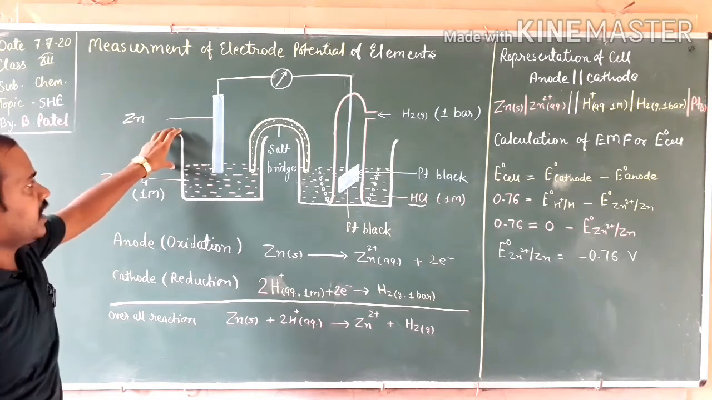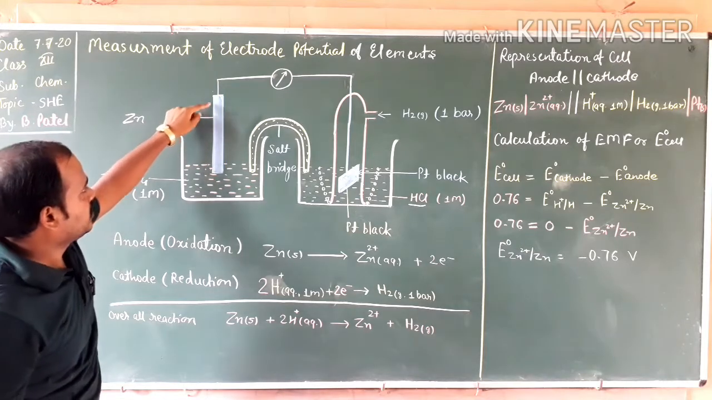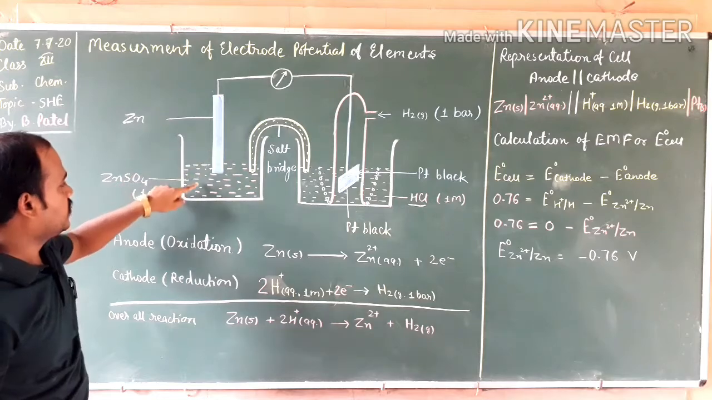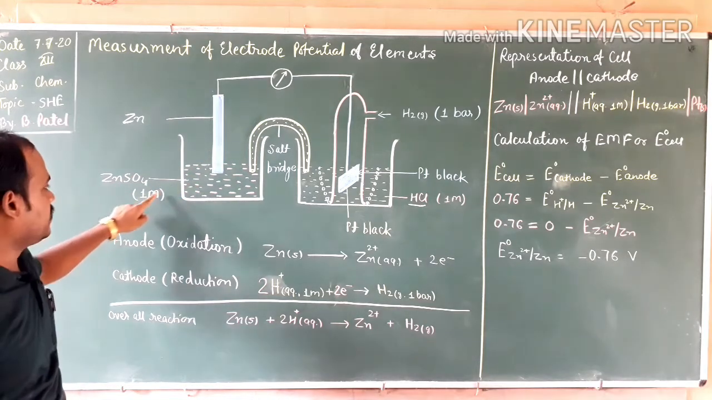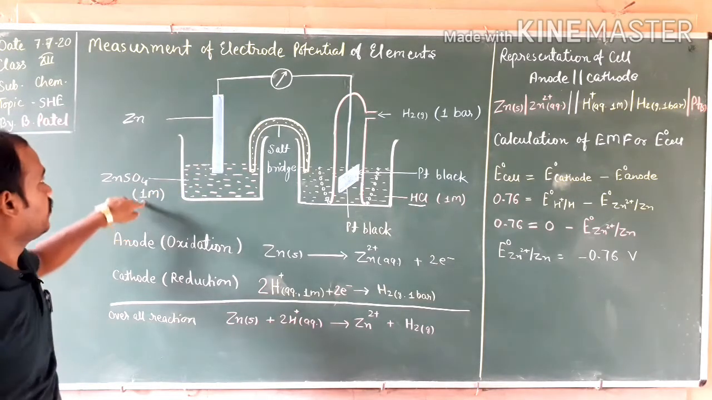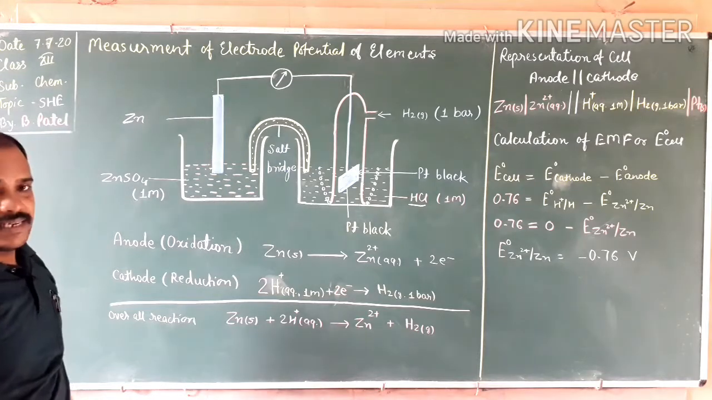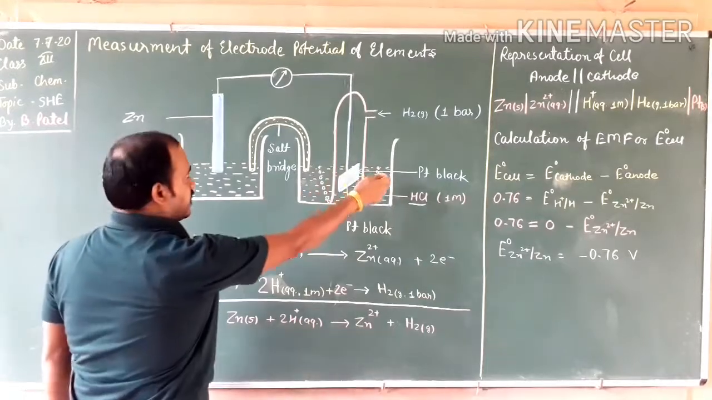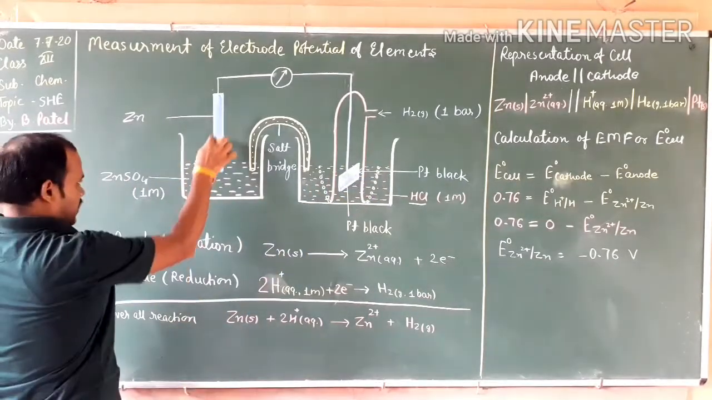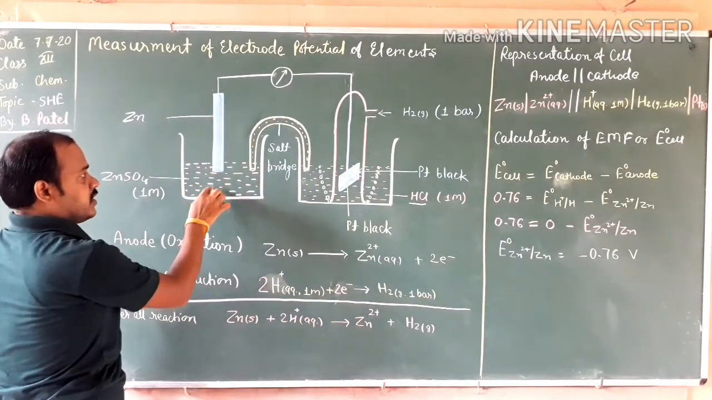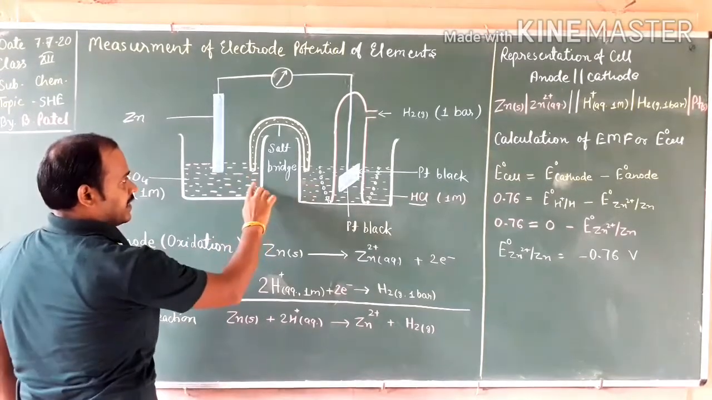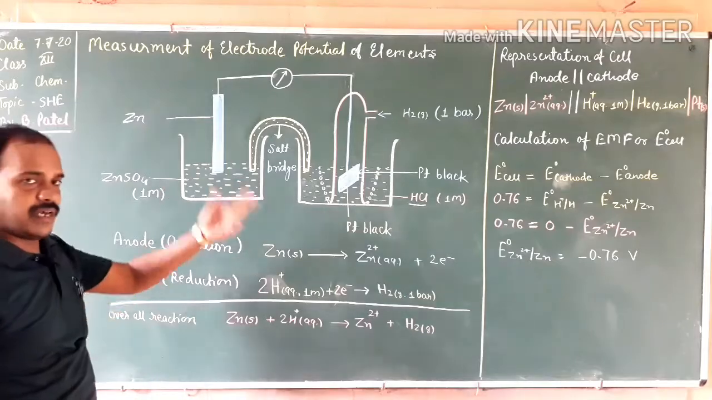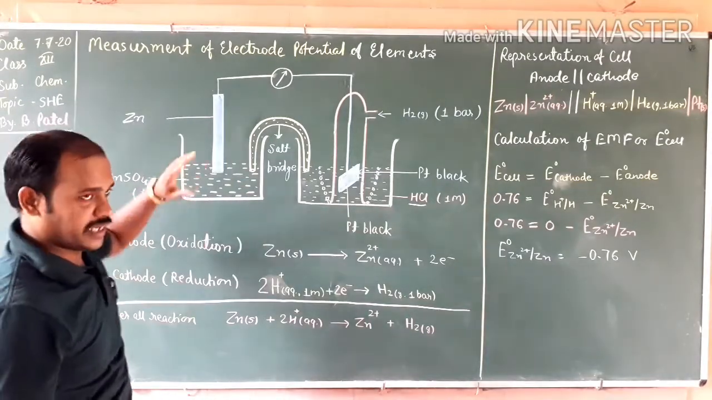We will take a half cell of zinc, in which zinc metal is immersed in zinc sulfate solution, and the concentration will be 1 molar, because we are going to calculate the standard electrode potential of zinc, because this is a standard. So zinc is immersed in zinc sulfate solution. These two solutions are connected via a salt bridge. The function of the salt bridge I have told in my previous lecture.